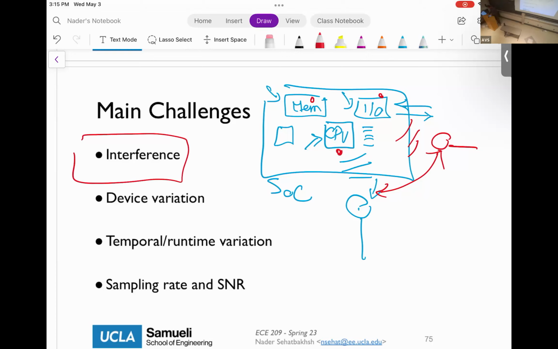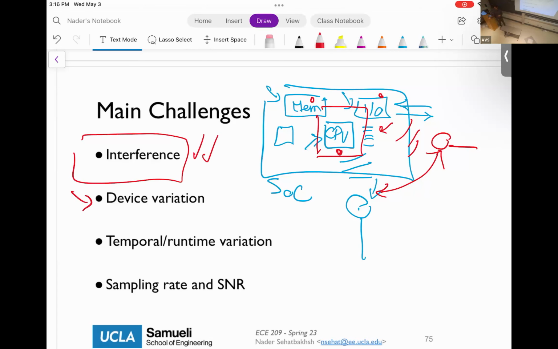Even on the CPU side, you may not run just one application. You may context switch between different applications. You might have a multi-core system. So even if I manage to collect the signal just from the CPU, I'm collecting multiple different applications. So I need to figure out how to deal with the interference. That's number one. The second is what we call device variation.